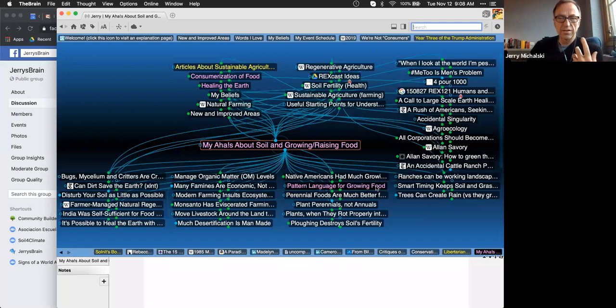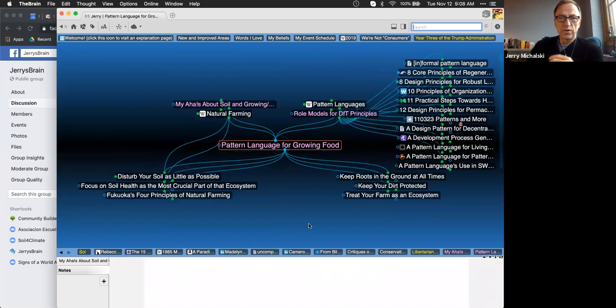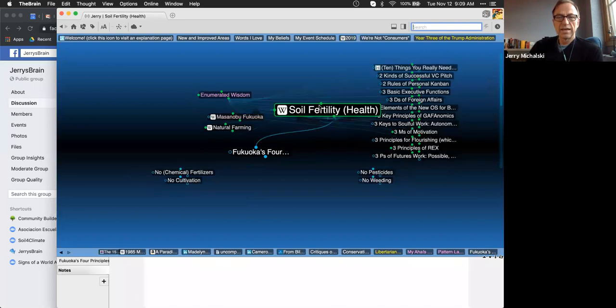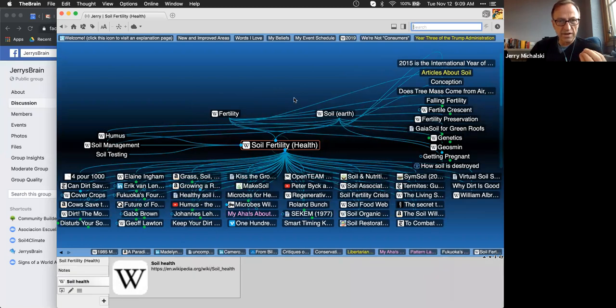So for instance, there's a pattern language for growing food, and I am no farmer, I am no soil ecologist, I don't really know this. This is just what I'm deriving, and I would love to improve this, so anybody who wants to send me better links, please do. What I'm understanding about pattern languages is that this is kind of a pattern language for healthy soil, except at the larger scales: treat your farm as an ecosystem, and Fukuoka's four principles take it a little bit broader. Masanobu Fukuoka is the guy who did the no-till revolution: no chemical fertilizers, no cultivation, no pesticides, no weeding, which is then connected to soil fertility, et cetera. So here's kind of a nexus of interesting things.